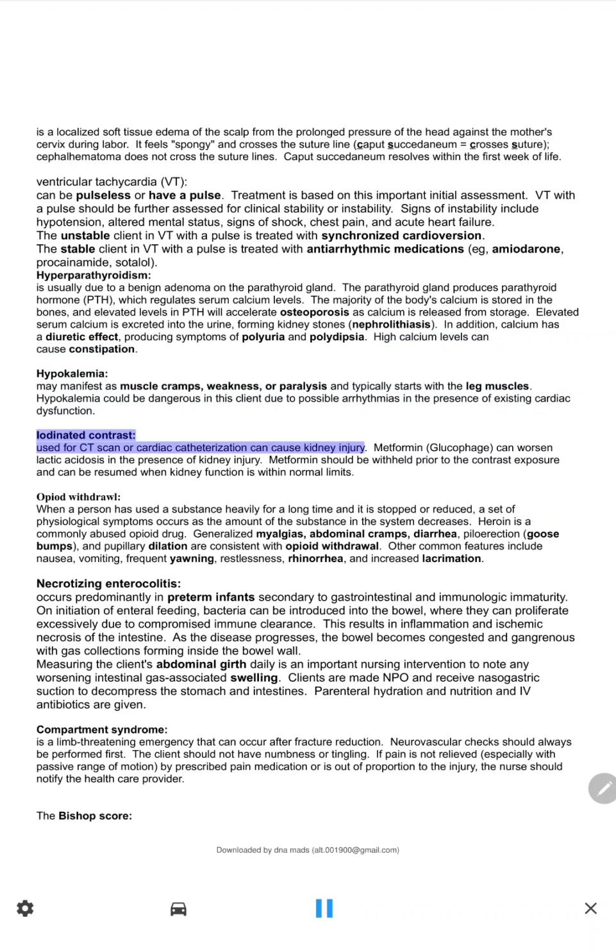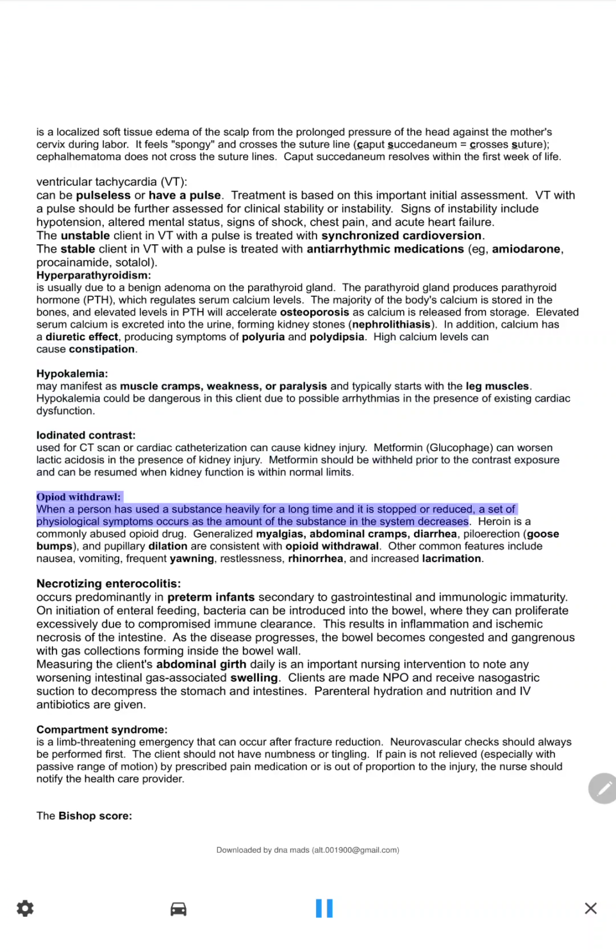Iodinated contrast, used for CT scan or cardiac catheterization, can cause kidney injury. Metformin, Glucophage, can worsen lactic acidosis in the presence of kidney injury. Metformin should be withheld prior to the contrast exposure and can be resumed when kidney function is within normal limits.